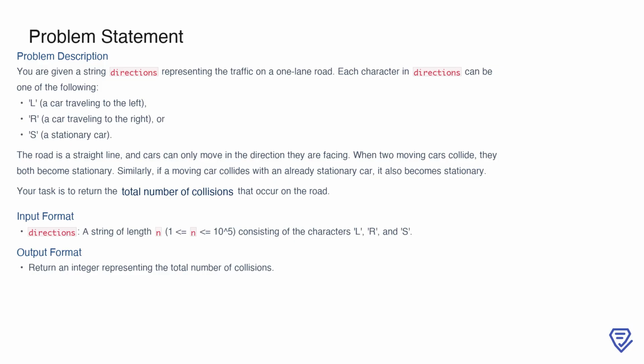As cars move along this road, collisions can occur. If two moving cars collide, both cars become stationary. Similarly, if a moving car hits a stationary car, it also becomes stationary. Our goal is to calculate the total number of such collisions on the road. The input string can be as long as 100,000 characters, so we need to find an efficient way to solve this problem. The output will be an integer representing the total number of collisions that happen on the road.